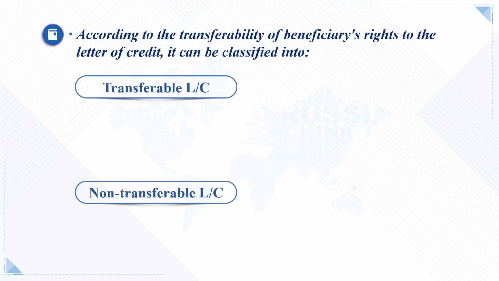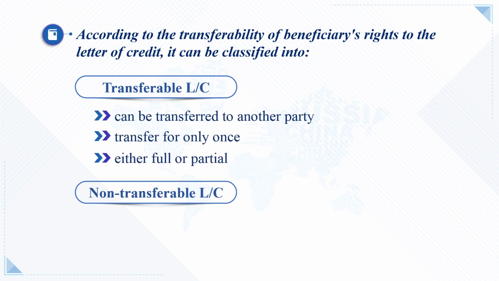According to the transferability of a beneficiary's rights to the letter of credit, it can be divided into transferable LC and non-transferable LC. A transferable letter of credit is one which specifically states that it is transferable. This will only occur if the applicant agrees.